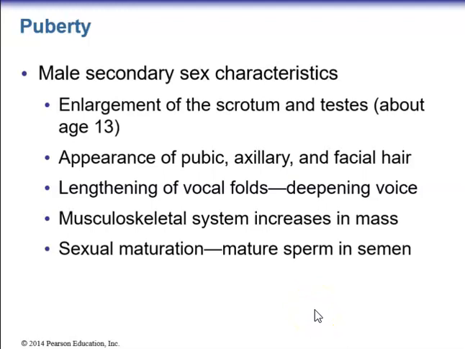In puberty, males will develop secondary sex characteristics. So we have the enlargement of the scrotum and testes at about age 13, as well as the appearance of pubic, axillary, and facial hair. Lengthening of the vocal folds produces a deepening or changing of the voice. And this isn't always a smooth transition. Usually you'll have some squeaking or cracking of the voice as this occurs. The musculoskeletal system increases in mass, and then we have sexual maturation. There will be a production of mature sperm in the semen.